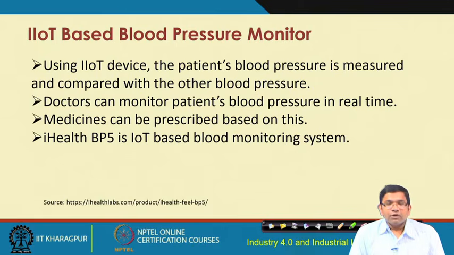Similarly, we have IIoT based blood pressure monitors. Using IIoT devices, the patient's blood pressure is measured and compared with other blood pressures in real time. Doctors can monitor the patient's blood pressure in real time, can get alerts if the blood pressure crosses a particular threshold, and depending on the blood pressure data, the doctors can prescribe medicines to the patients. One such example of a blood pressure monitoring system is the iHealth BP5.